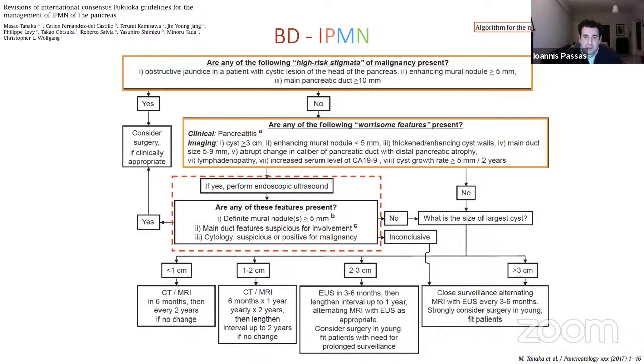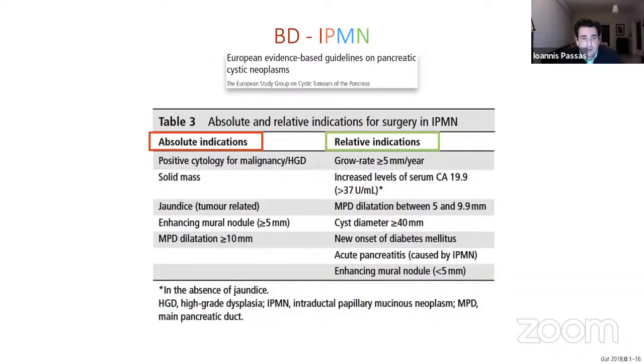It's a bit in the gray zone. We need to do a biopsy, EUS with contrast enhancement, see the mural nodules, see how the cyst is, and then decide. Regarding the European guidelines about this matter, again, we have absolute and relative indications. The absolute indications are positive cytology, a solid mass, jaundice, enhancing mural nodules, and main pancreatic duct dilatation.